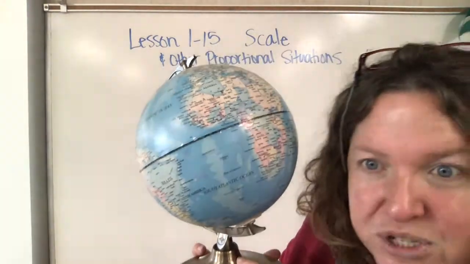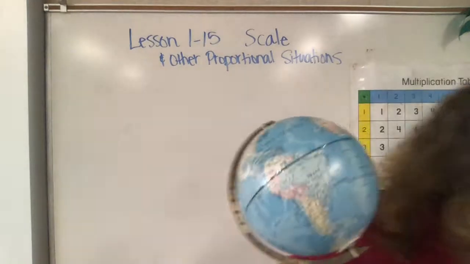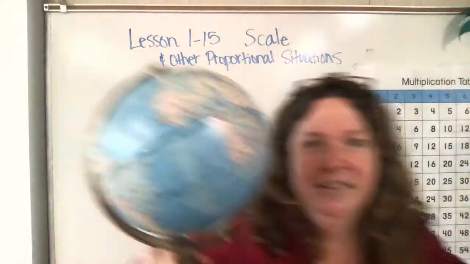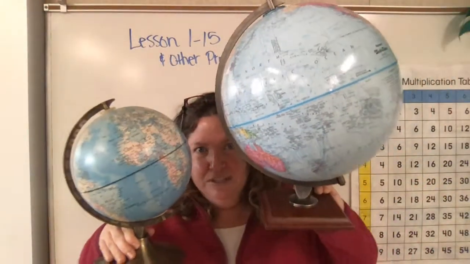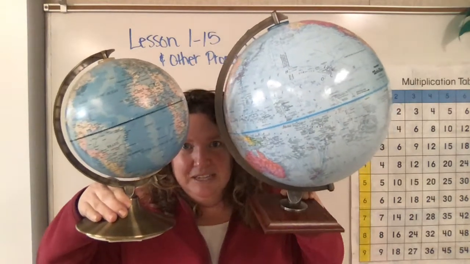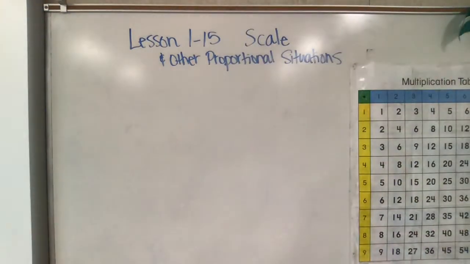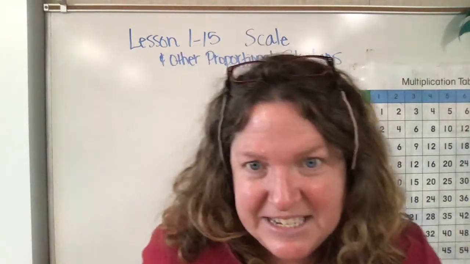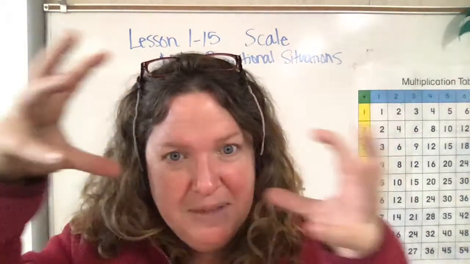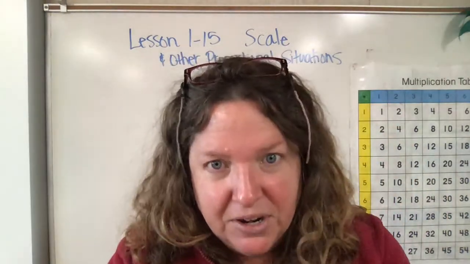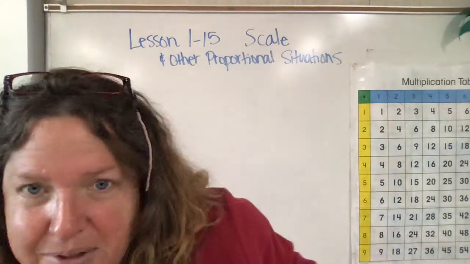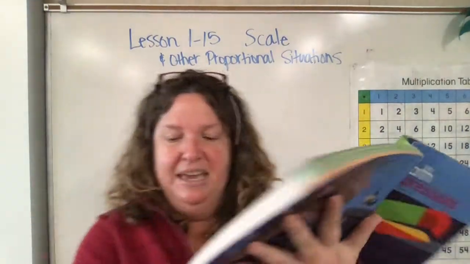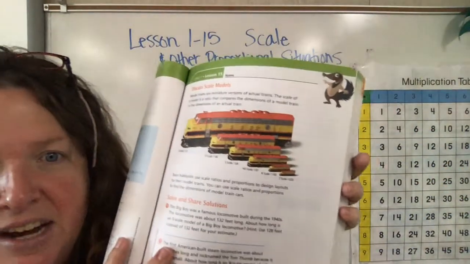It's probably almost twice as much because the globe looks like it could be about twice as big or twice as small. That's the idea of scale, making something bigger or smaller, and how much bigger or smaller. And that brings us to page 43 in our book.